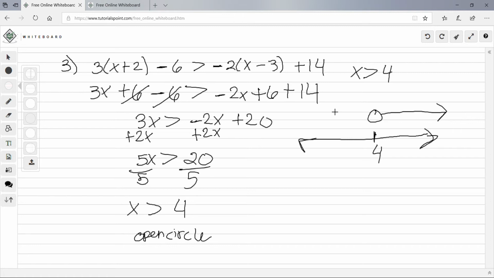Now let's put it in interval notation form. So it starts from 4 and then it goes to infinity, but I will use a parenthesis because it's an open circle and it's not included. So it's going to be 4, comma, positive infinity.